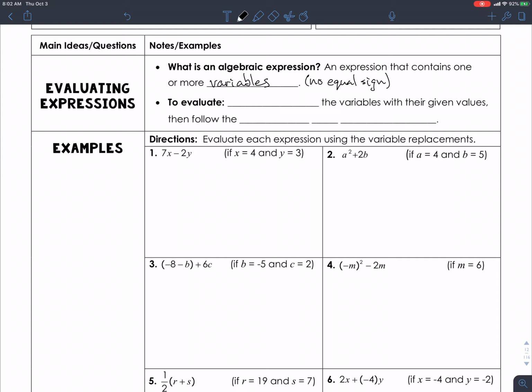To evaluate, you substitute the variables with their given values, and I'll show you that here in a minute, and then follow the order of operations, PEMDAS, like we did the other day. I think a lot of you keep forgetting that. You've got to keep going back to PEMDAS.